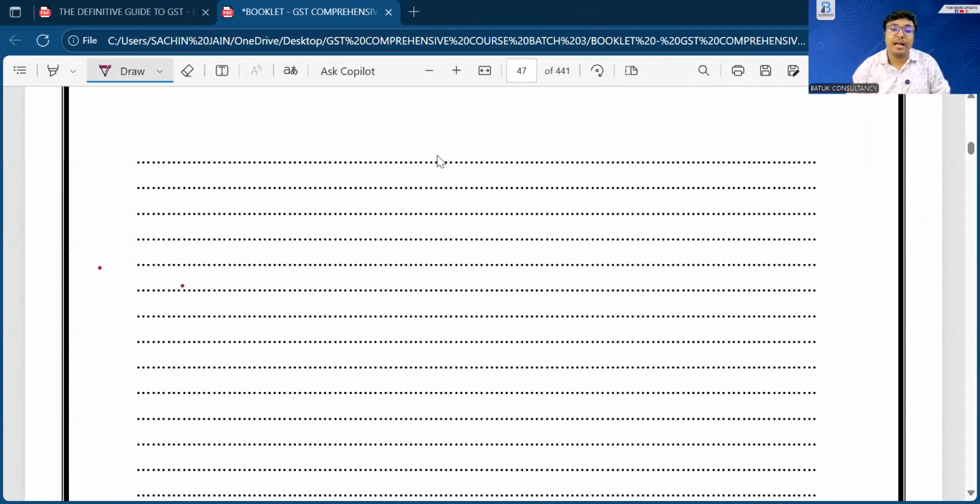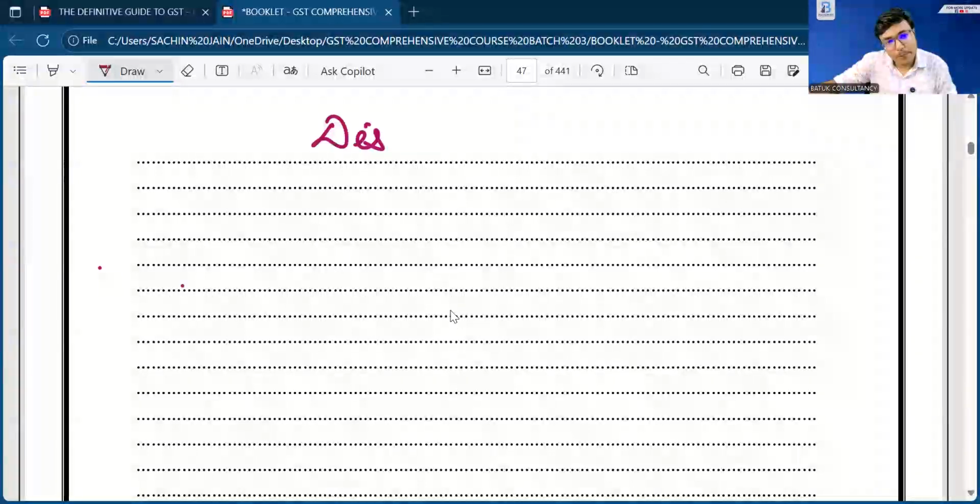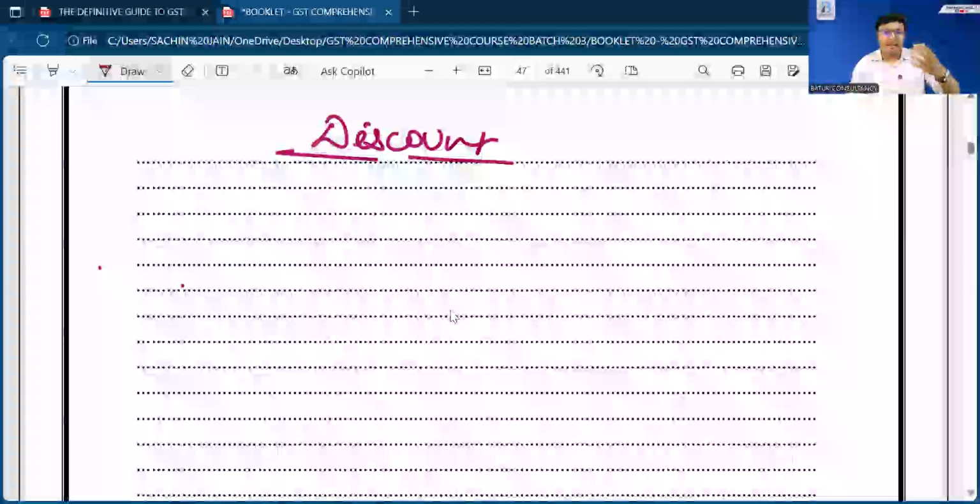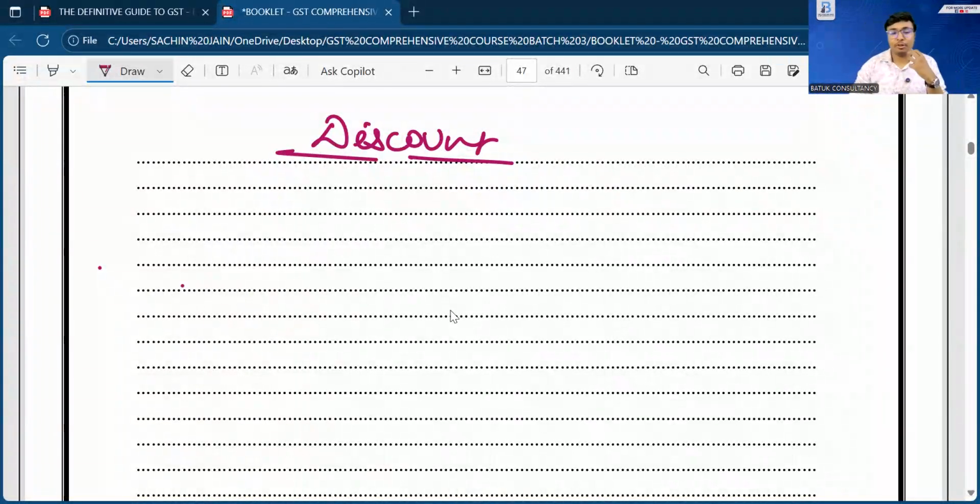The next concept which we are going to start is discount. Many times when we are analyzing the financial statement or profit and loss account of our client, we find certain discount income, discount expenditure, or certain clients showing the discount in the financial statement net off. So the question is whether GST will be applicable in case of discount or not.